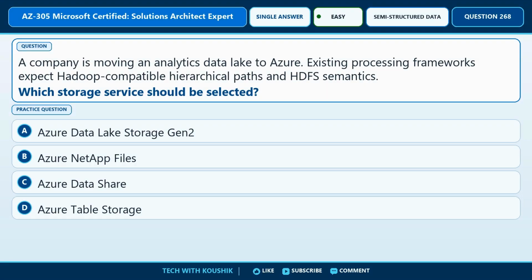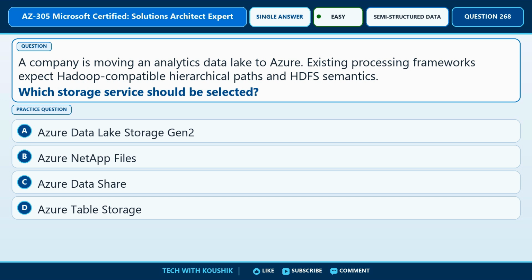Let us focus on question number 268. Next, we enter the topic of semi-structured data. The central scenario is as follows. A company is moving an analytics data lake to Azure. Existing processing frameworks expect Hadoop-compatible hierarchical paths and HDFS semantics. Which storage service should be selected? The relevant choices are as follows.